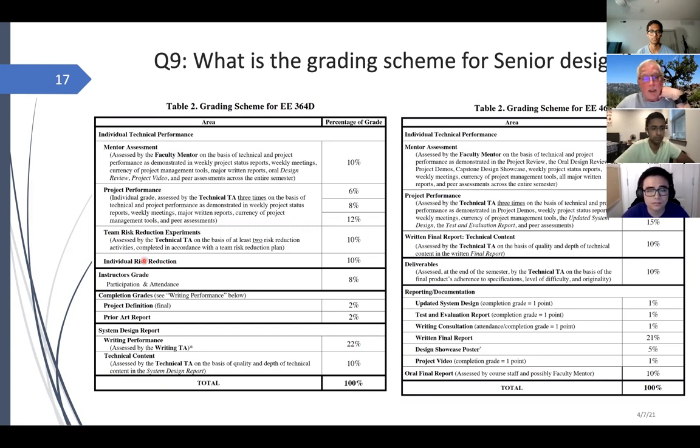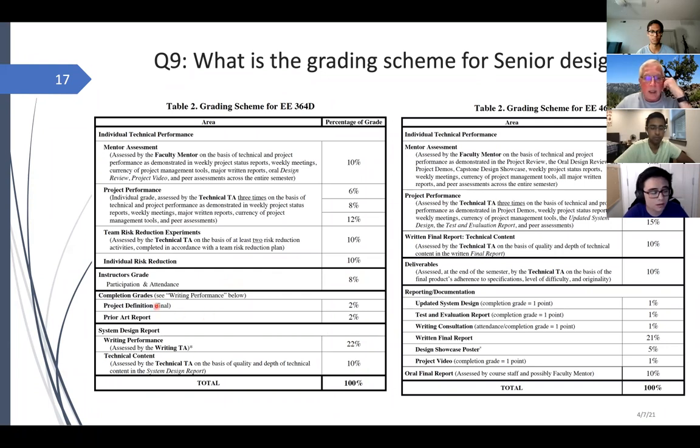There may be some additional risk reduction, and so we kind of merge these together, sort of. But all said and done, we're very interested in about 20%, 1/5 of your grade, on how well you do risk reduction. The instructor's portion, which is mainly participation and attendance, is about 8%.